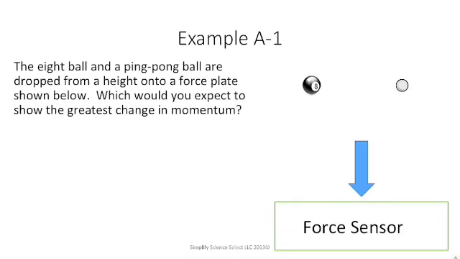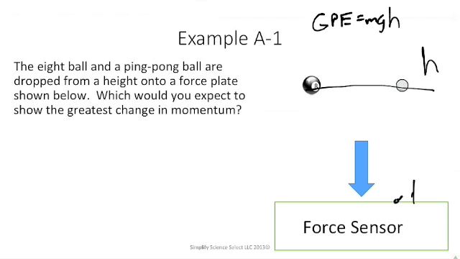In the first example, it says a bowling ball and a ping pong ball are dropped from a height onto a force plate shown below. Which one do you expect to show the greatest change in momentum? This is kind of a conceptual question, but you could always back it up with math. They're dropped from the same height, so if the height is equal, then you could use conservation of energy. You could say GPE equals mgh. Right before it hits the plate, it would have kinetic energy, which is 1/2 mv squared. And you can cancel out and say mass isn't going to matter when I calculate the velocity.